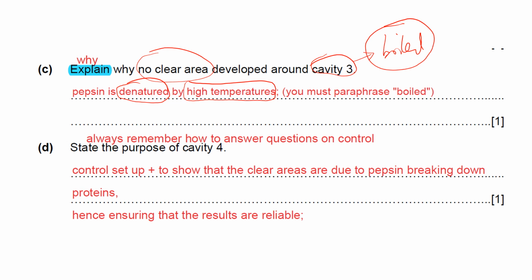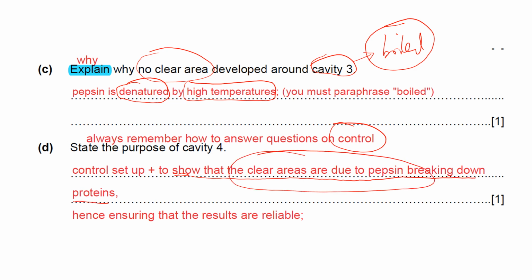And lastly, cavity 4 is a control. When you answer a control question, you cannot just write control full stop. You have to explain why, or elaborate what it means by a control. My suggested answer is to show that the clear area is due to pepsin breaking down proteins. In short, just try to elaborate on a control in an experiment.